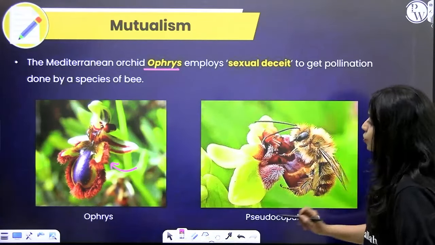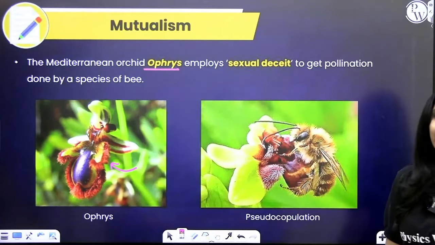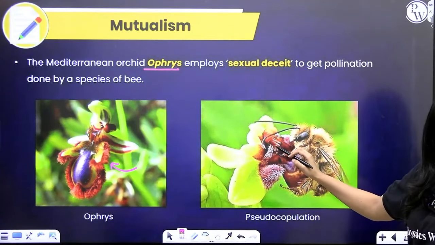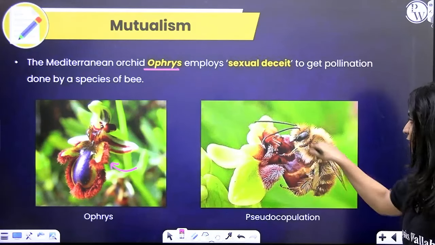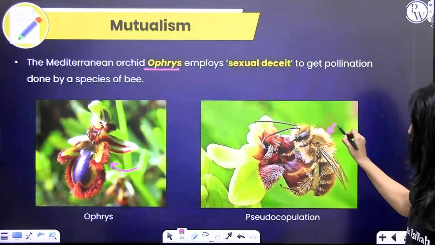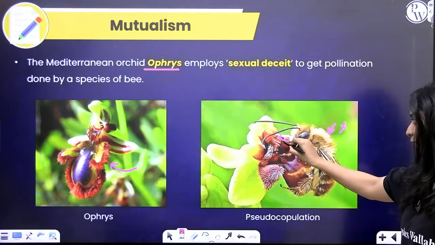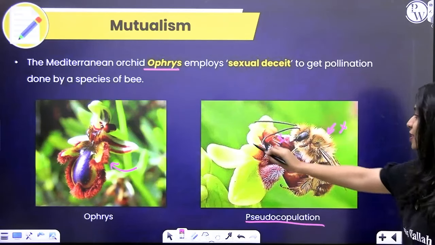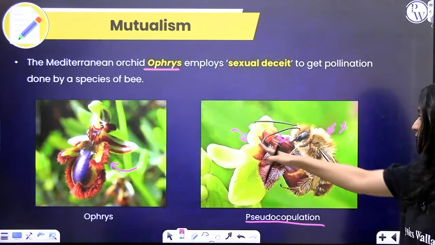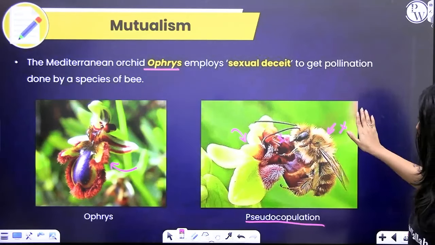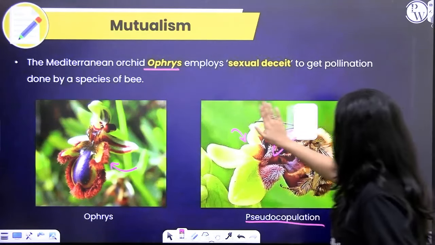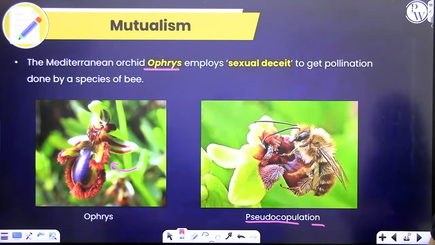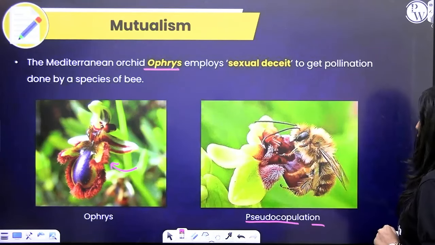So the male bee will assume this is the female bee and try to copulate, and as a result, it is going to pollinate this particular flower. But this is not actually reproducing because this is not an actual bee. So this is called pseudocopulation. False copulation is happening. This plant is basically super clever and it's cheating, and it is performing sexual deceit. All right, so that is about mutualism.